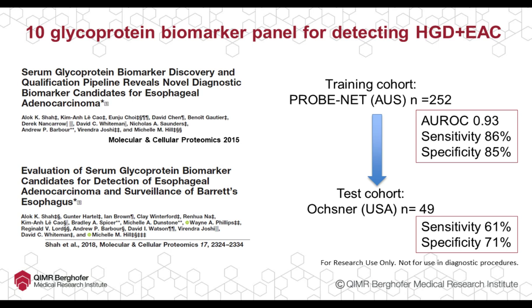Now, the results of all these stages were published in these 2 studies. The final outcome is we found a 10 glycoprotein biomarker panel which can detect high-grade dysplasia and esophageal cancer as a group from the other group that don't need treatment. In the final stage, we divided our cohort into a training cohort, which was used to develop this 10-marker panel, which has a specificity and sensitivity over 85%.